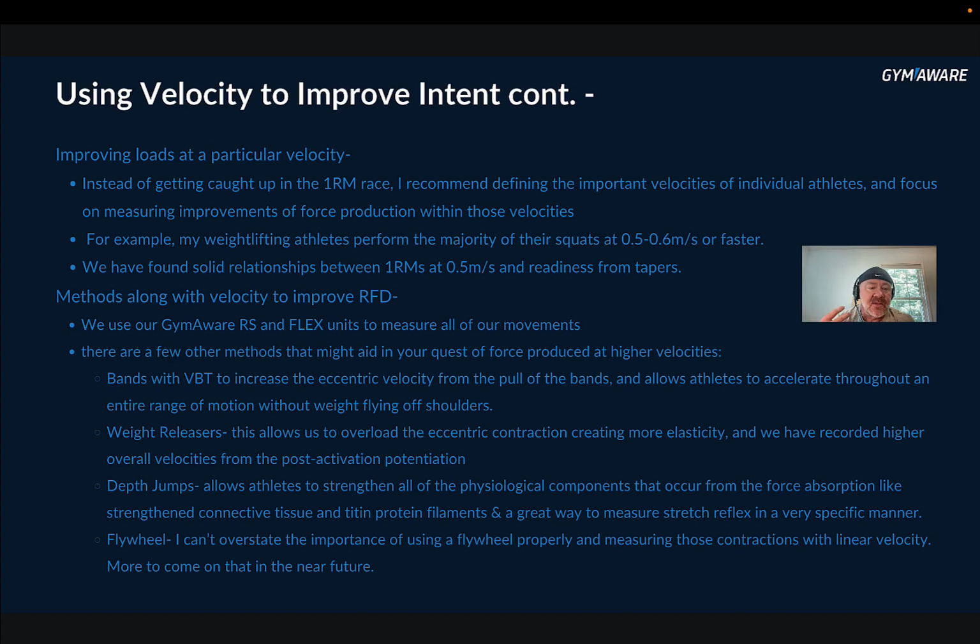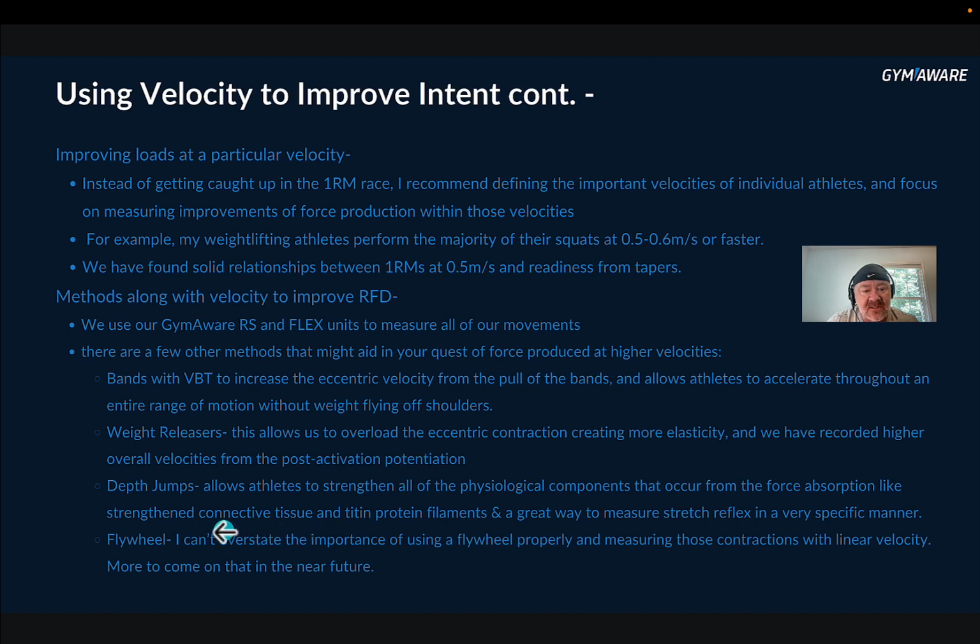We use bands, especially with VBT, to increase eccentric velocity from the pulling of the bands. It also allows an athlete to push the concentric contraction as quickly as they can without worrying about the weight flying off their shoulders, because it's anchored down. Weight releasers are great. This allows us to overload the eccentric contraction as well and create more elasticity. And we have required higher overall velocities when we use the weight releasers, I'm assuming from the post-activation potentiation.